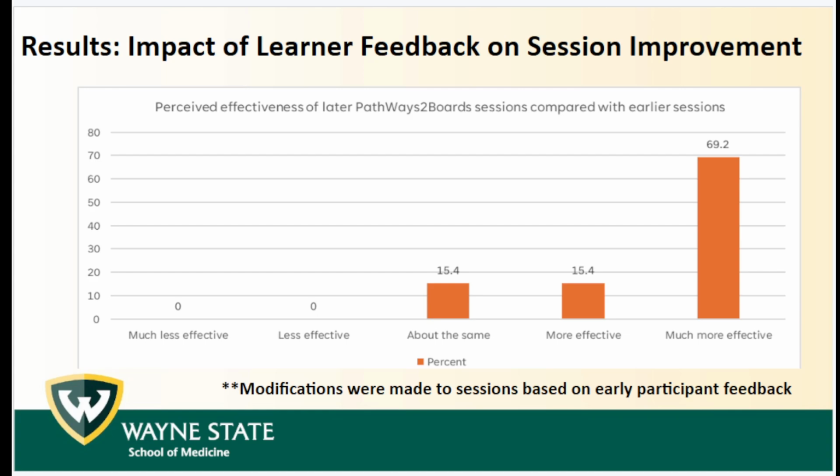A crucial component to this project was the learners' perceived effectiveness of later Pathways2Boards sessions compared to earlier sessions. After receiving early feedback, we used the comments and suggestions provided to implement changes to subsequent sessions. After doing this, 15.4% of learners said that the sessions held about the same effectiveness, 15.4% said that the later sessions were more effective, and 69.2% of learners stated that the later sessions were much more effective than previous sessions. This shows that the changes made to sessions based on the provided feedback improved the sessions, making it better for learners.